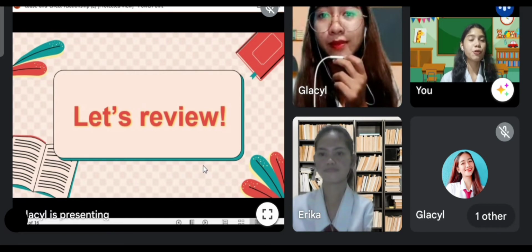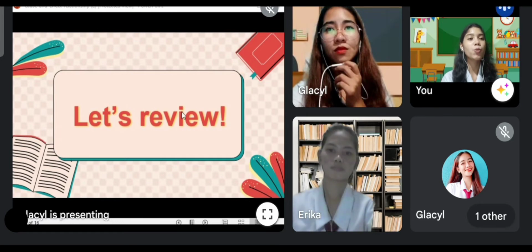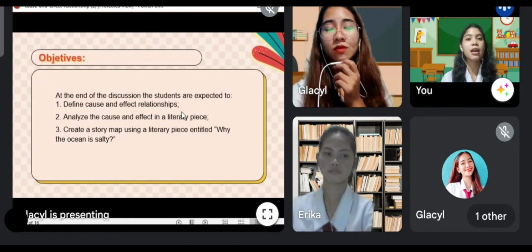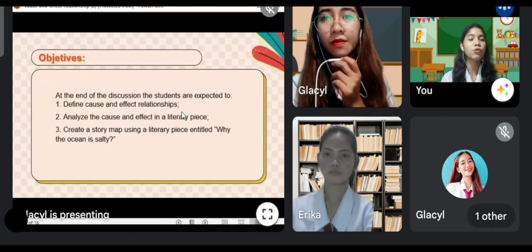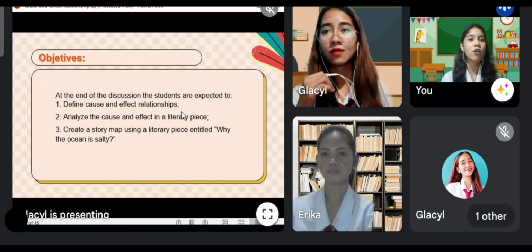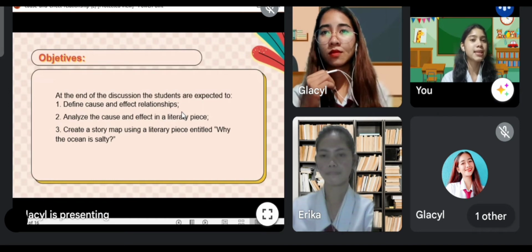Very good. So we will jump into our next topic, which is the cause and effect relationship. Our objectives are, at the end of the discussion, the students are expected to first, define cause and effect relationship. Second, analyze the cause and effect in a literary piece. Third, create a story map using the literary piece entitled Why the Ocean is Salty.